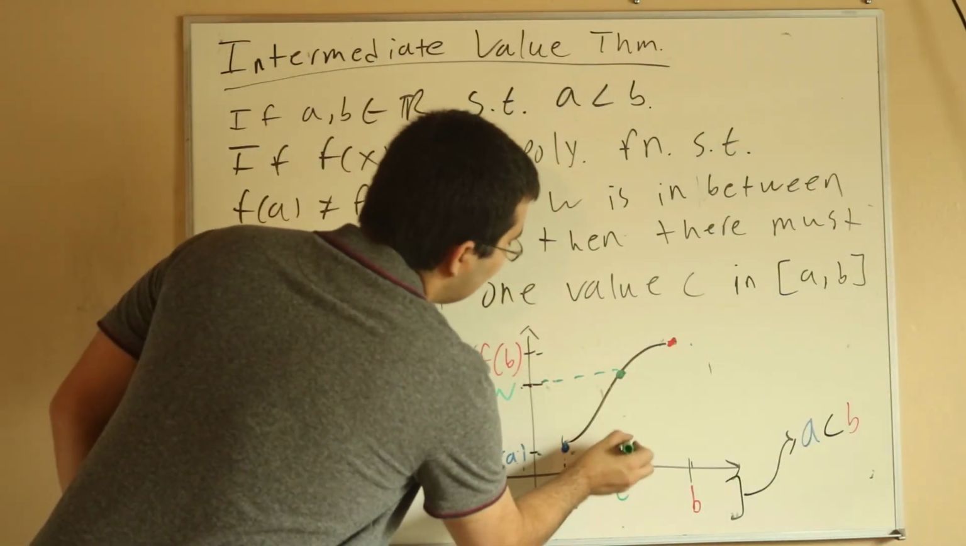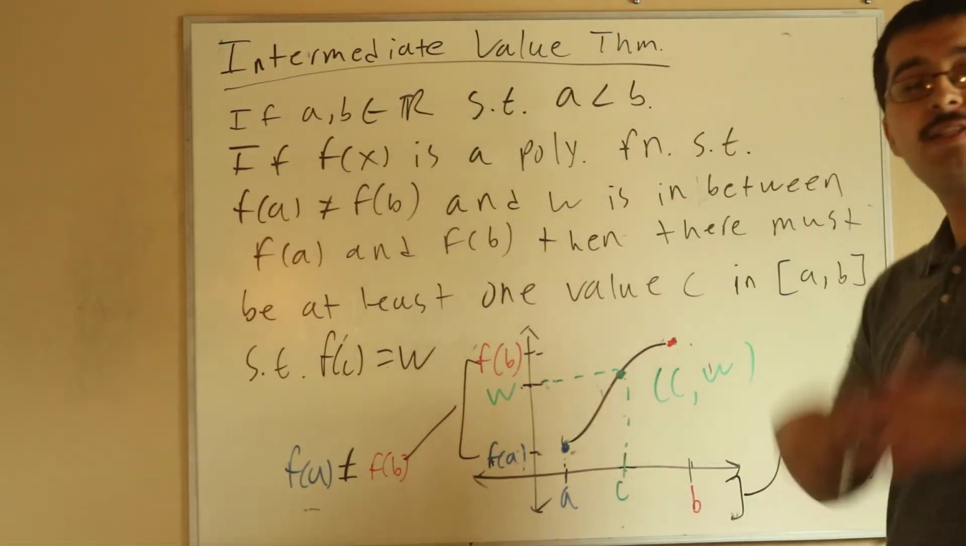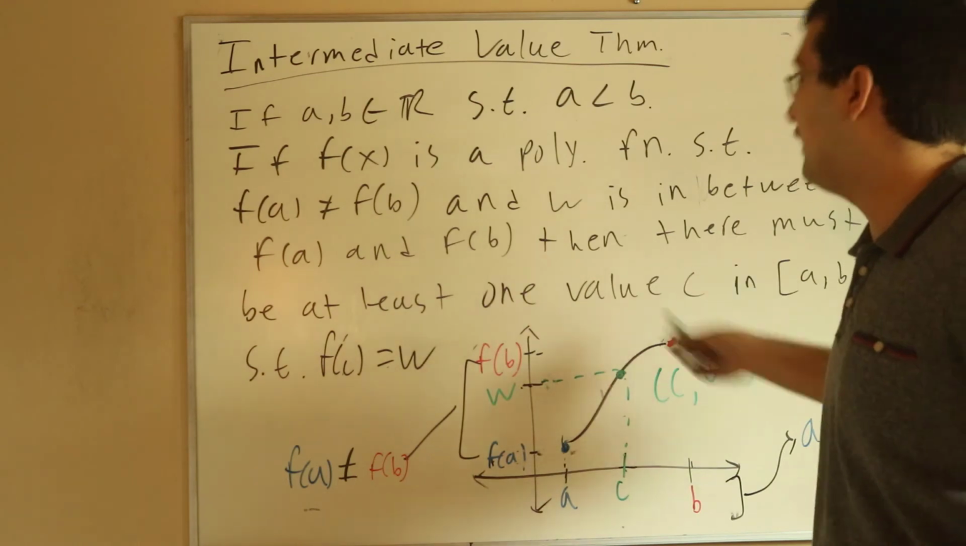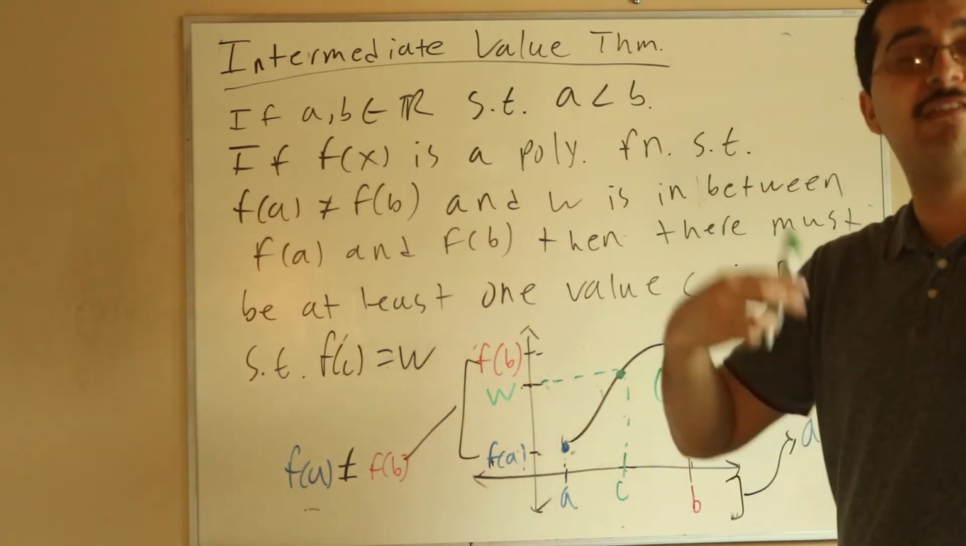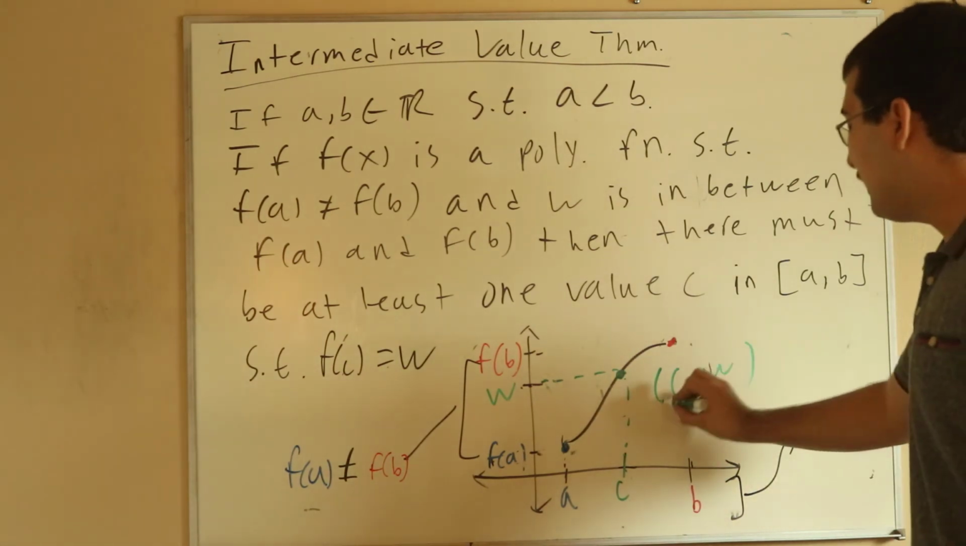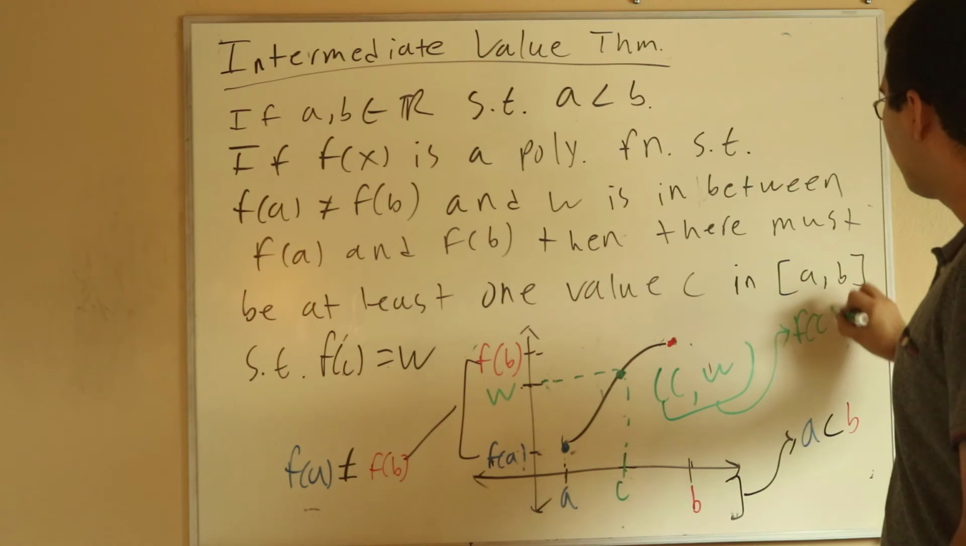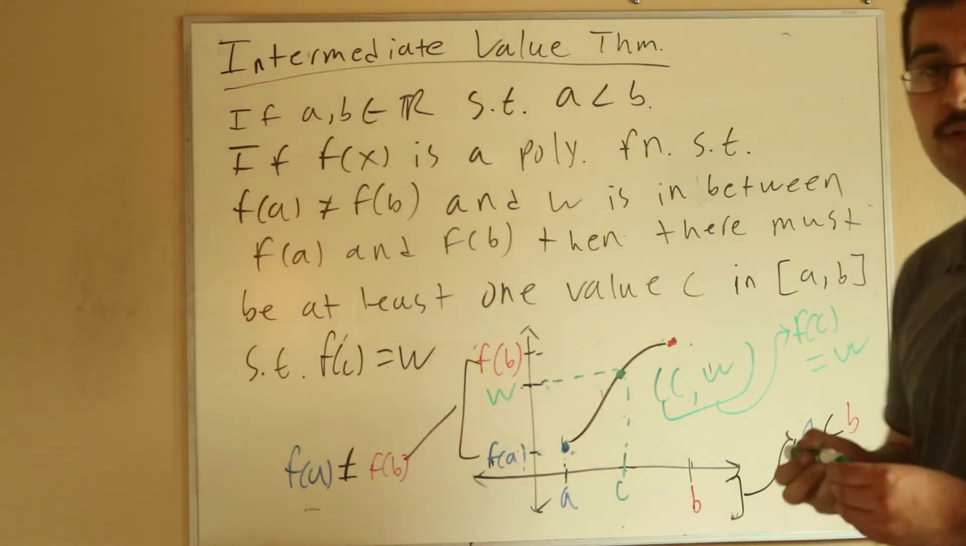So since I'm going to get this point, c comma w, and since this line as a whole is supposed to represent my function f of x, that tells you that f of c must equal w.